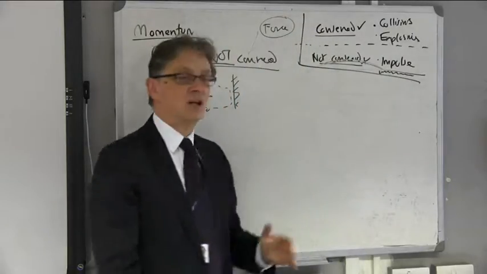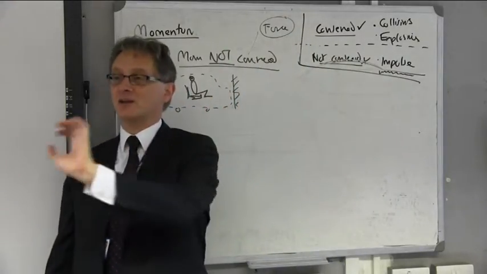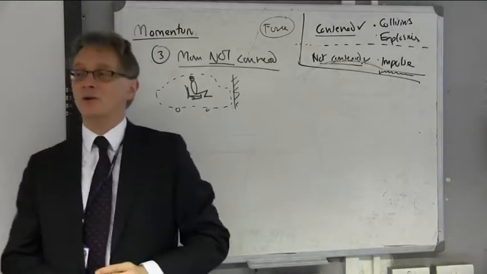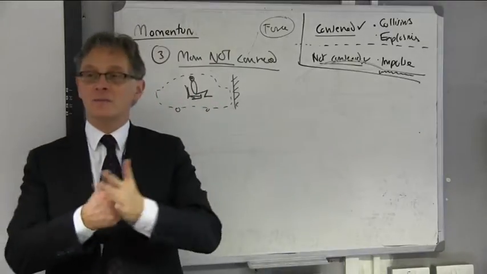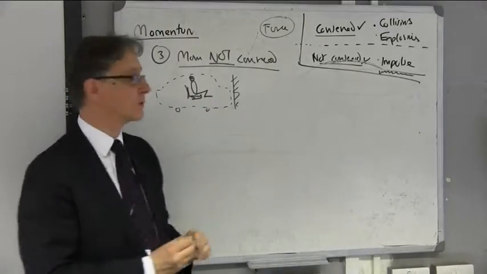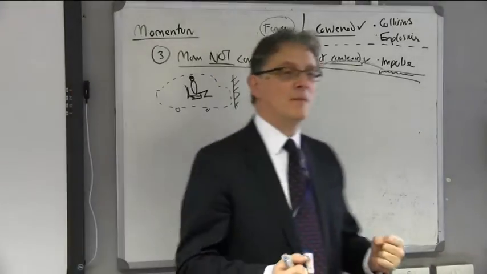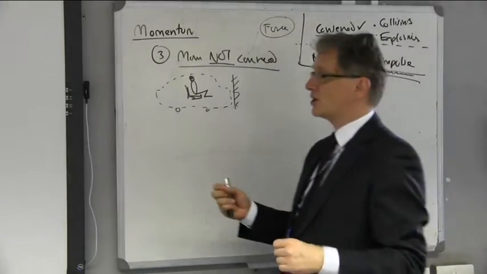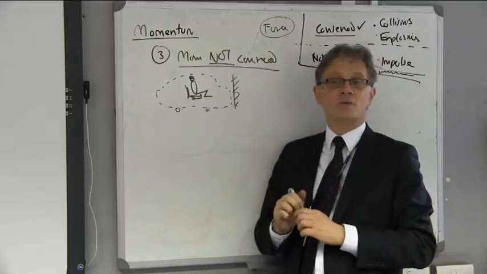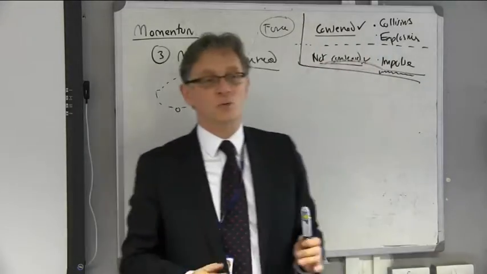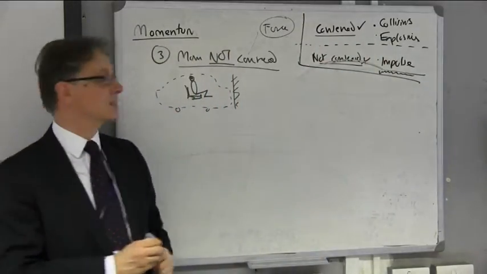You might have learned that lower down the school as force is mass times acceleration. This is just another way of looking at it. When does momentum not get conserved? It's when forces come along. So I'm going along with my momentum quite happily. I don't conserve momentum because the wall stops me doing that, and that means I've experienced a force. The impulse equation simply links those two things together.